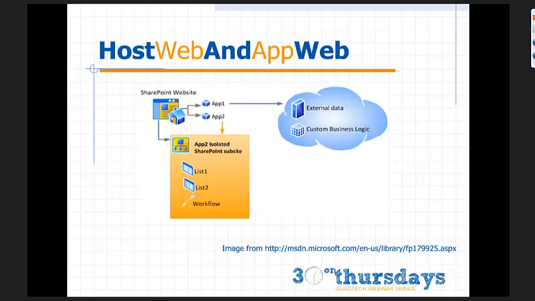So depicted graphically, the differences between a host web and an app web. You see that an app web is an isolated subsite that is unique to that installation of the app, where it can deploy its own lists, workflows, and any custom assets that it may need. And then the host web also has the ability to reach out across the network, into the cloud to deal with any external data or custom business logic.